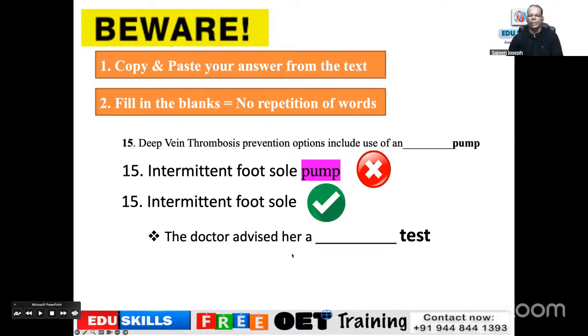For example, the doctor advised her dash, have a dash test. Advised her a blood test. If you write blood test, that is wrong. Only blood should be there.